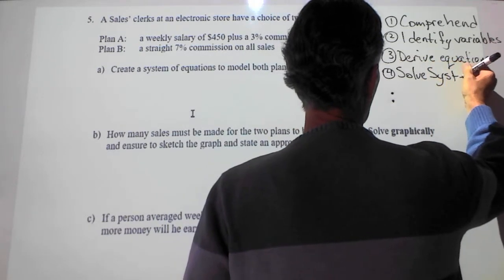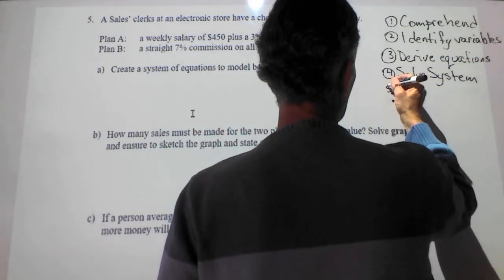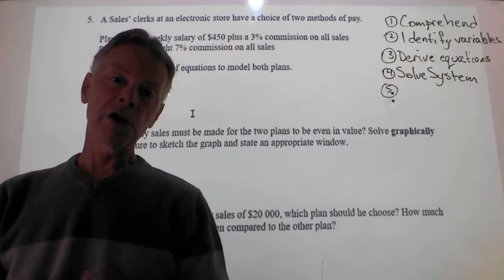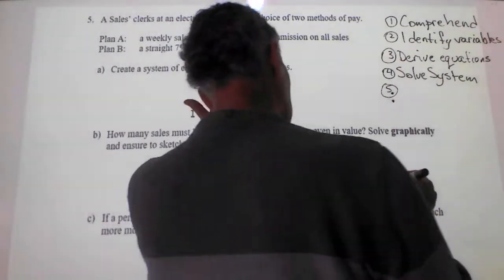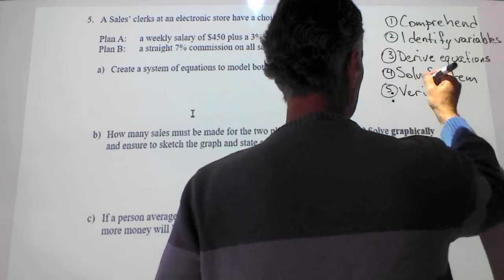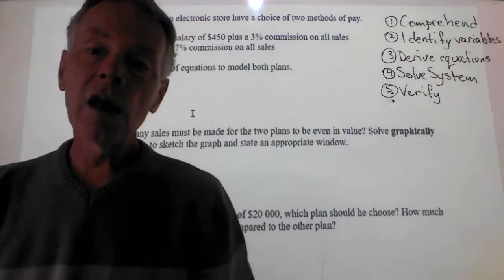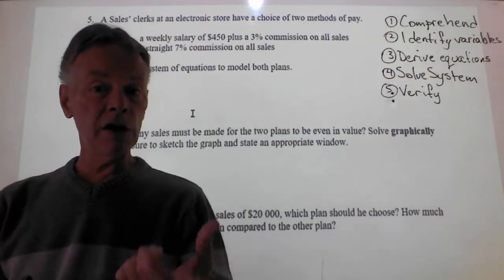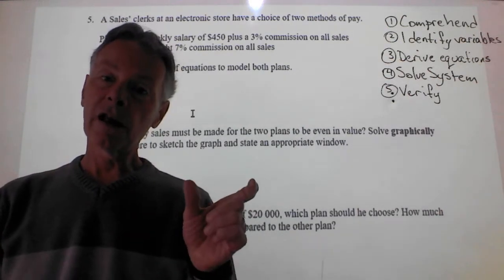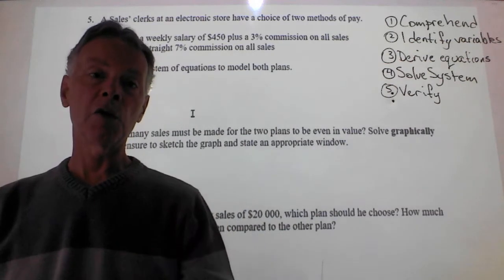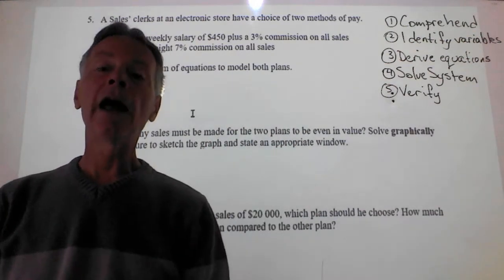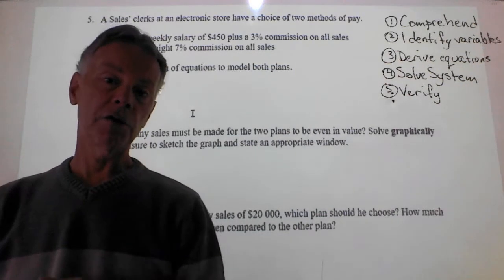Make sure that you know how to do the fifth step. I'm not going to focus much on it in this review because we're limited for time. And that is, remember, you should always be able to verify. Okay? And remember, verifying simply means taking your solution, your ordered pair where those two lines cross, value for x, value for y, plug it back into your original equations, both of them, and make sure that the left side equals the right side.